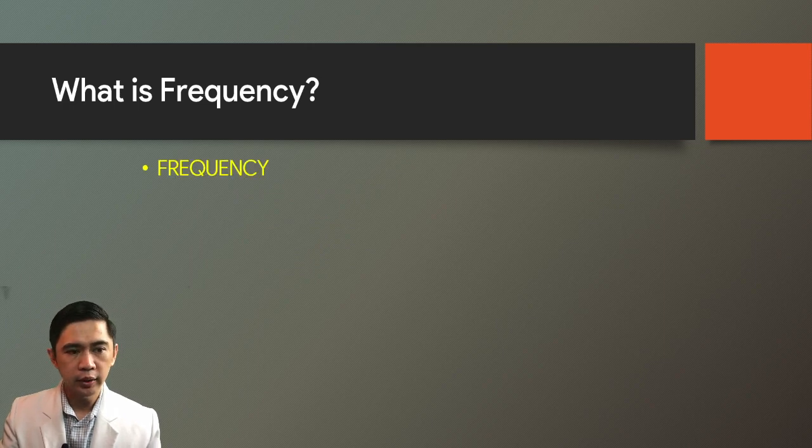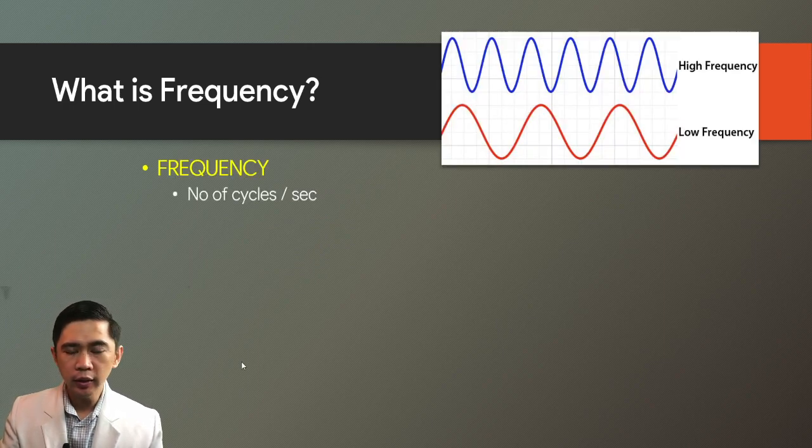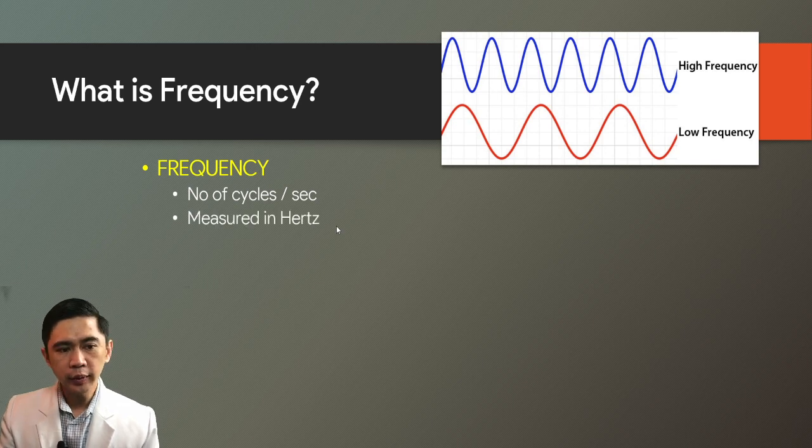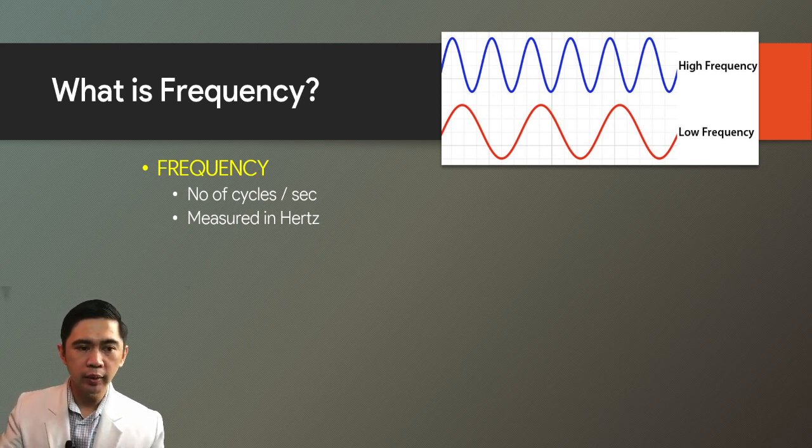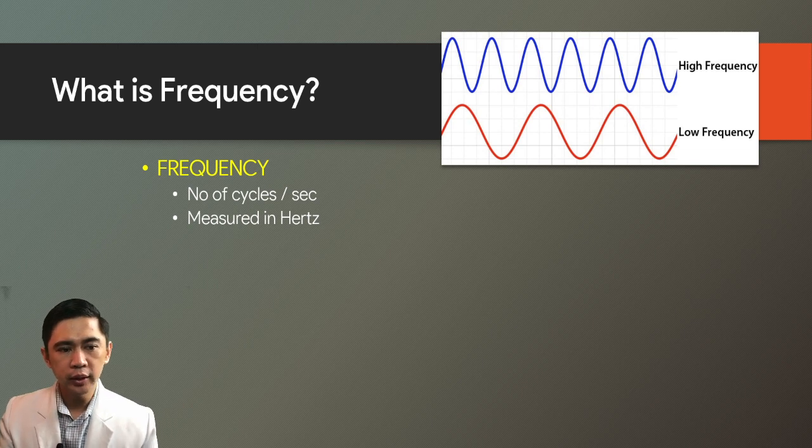What is frequency? Frequency is the number of cycles per second. So this wave is a high frequency wave compared to this one, which is a low frequency wave. Frequency is measured in hertz. So 50 hertz, 100 hertz, and when it becomes 1000 and above, we abbreviate it to kilohertz.